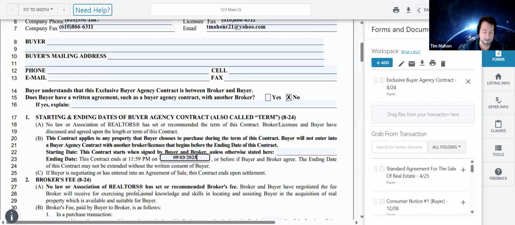There's nothing that says you can't, but if I get a buyer that says I need to be in something by September, well, this should work. We should have something signed before then.